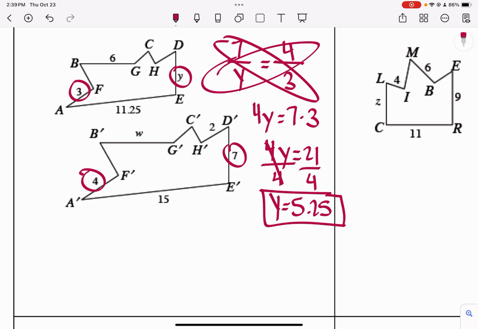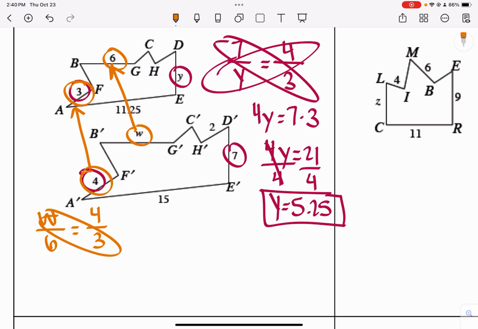Okay, and then the other set, I'll use a different color here, would be w and 6. And we can use the 4 and 3 again, which is kind of nice. So I'm going to do w over 6. Since I did w first, I'm going to do 4 first, and then 4 over 3. Then I'm going to cross multiply. So 6 times 4 equals 3 times w.